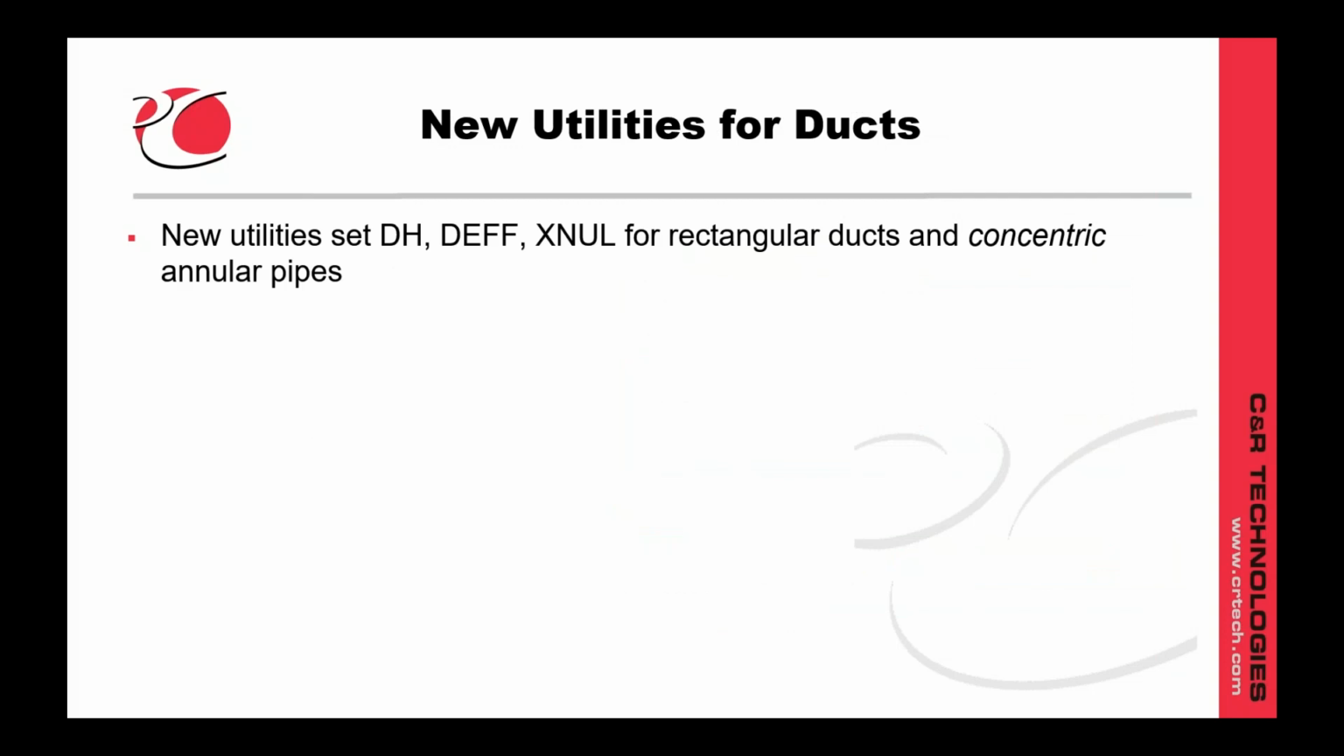Oh, there it is. So we've added new user callable routines to support rectangular ducts and concentric annular circular ducts. These routines will calculate the hydraulic and effective diameters along with variations of the laminar Nusselt number based on the geometry of the duct.